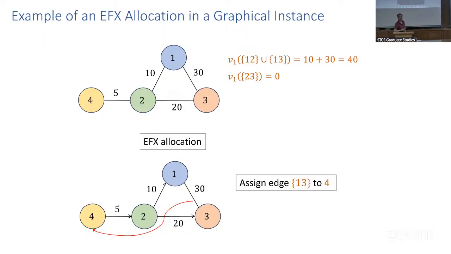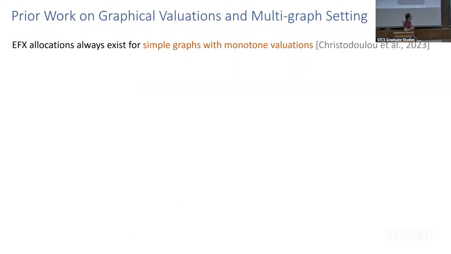In general, it will not be symmetric. So vertex 1 can have value 10, vertex 2 can have value 15, let's say, for the same edge. For simplicity, I have assumed symmetric valuations here. So for simple graphs with monotone valuations, we know EFX allocations always exist. This result is due to Christodoulou and others.